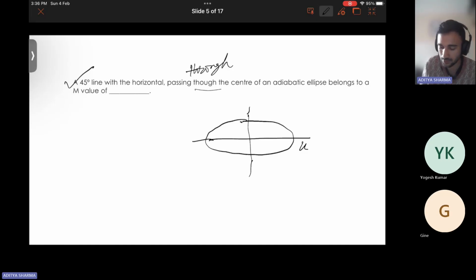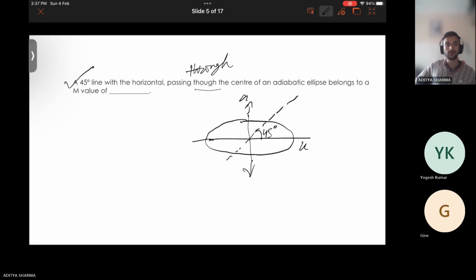So here we have the flow velocity, and here we have the speed of sound. Different regimes have been discussed, but the question says that if there is this 45-degree line, in that case, what will be the value of M? I believe I have placed some options. So yes, please let me know the answer.